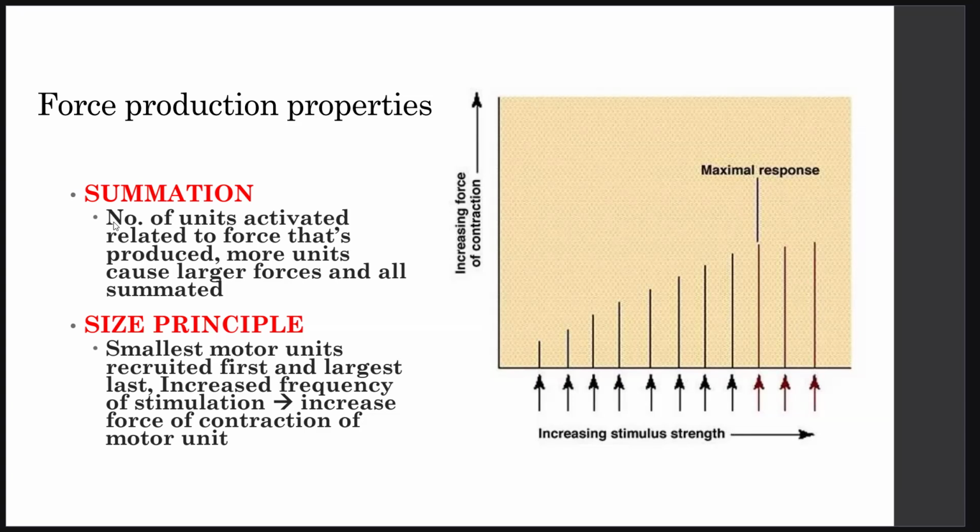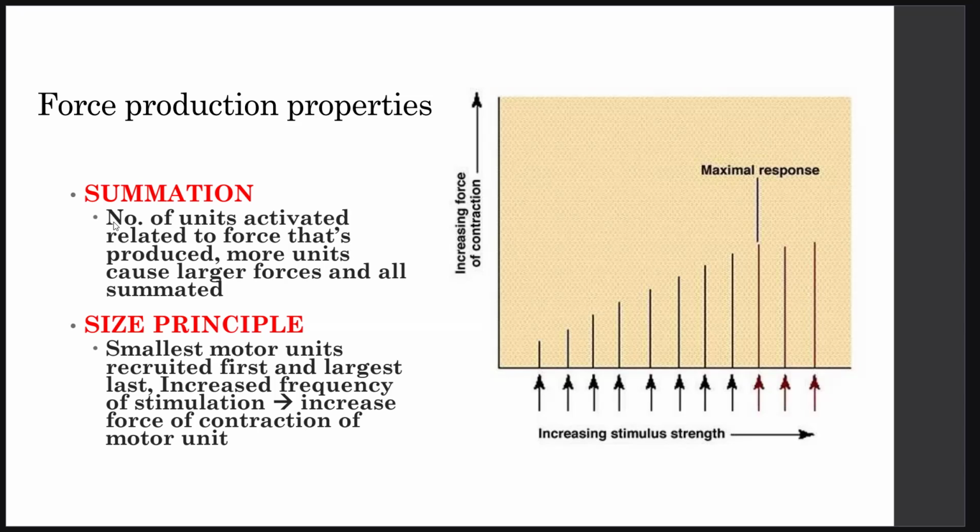The cortical neuron has a summation character and a size principle character. The summation character means you sum the number of units that you activate from the cortical neurons. The larger the number of cortical neurons you activate, the better the force of contraction you will finally get. So, larger number of units, larger force of contraction.